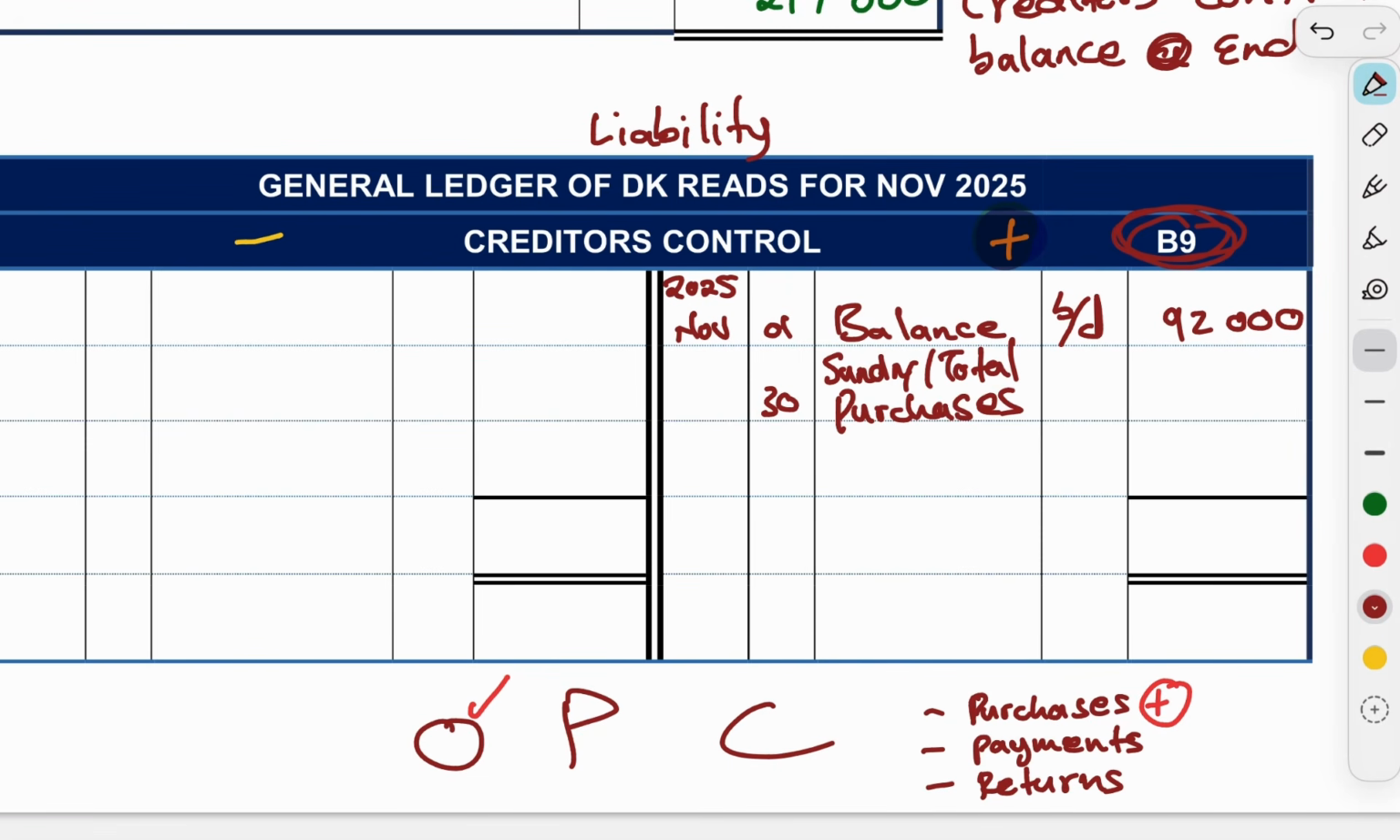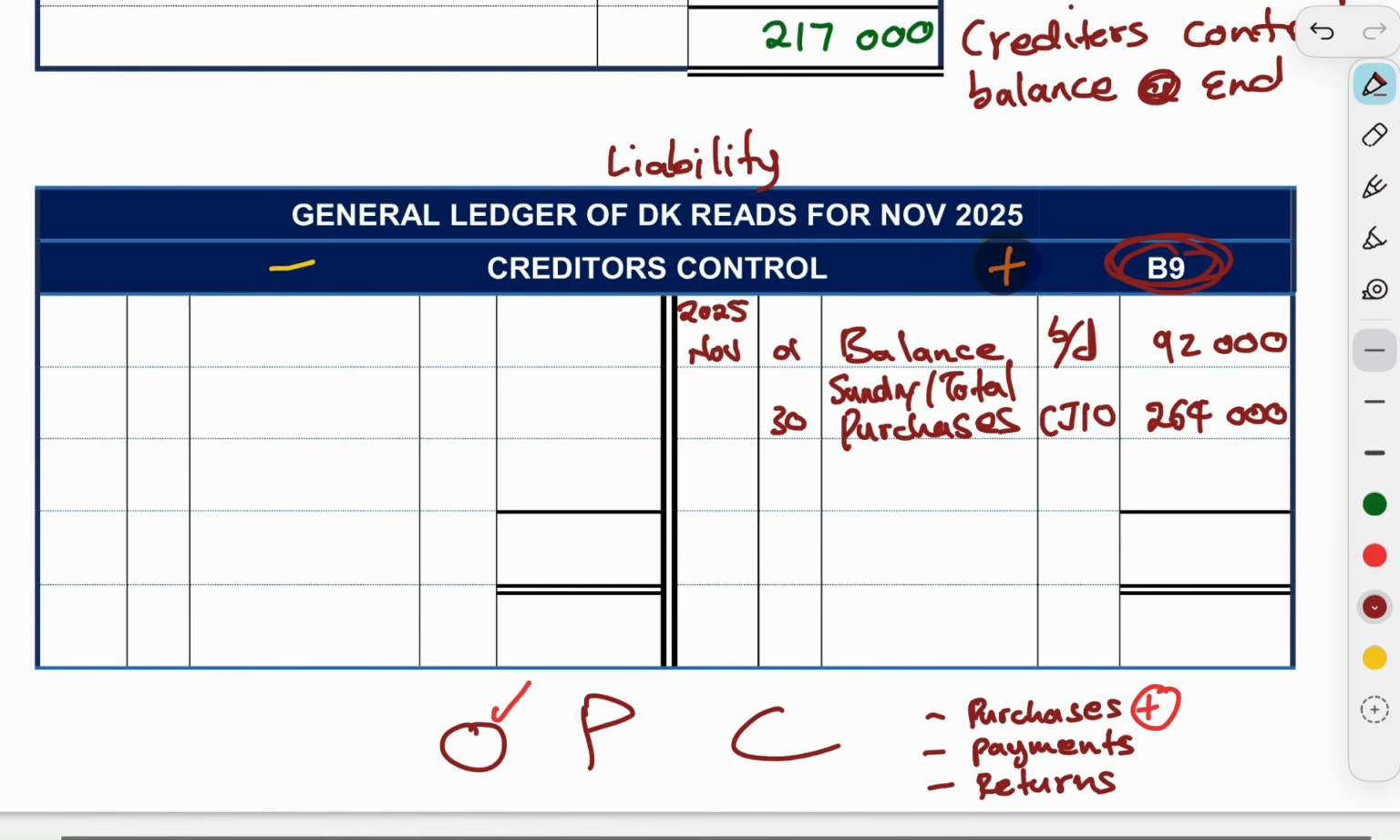From which channel are these purchases coming from? CJ number 10. How much? 264,000 purchases were made during the month of November. The amount that we spent on credit for purchases, rather.